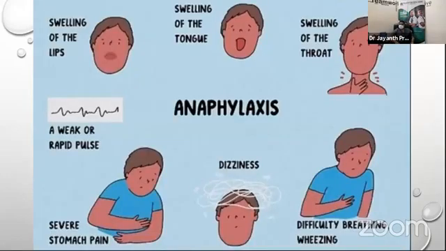Okay, this is how it looks. There is swelling of the lips, swelling of the tongue, swelling of the throat, and a weak rapid pulse. You will feel dizzy, sometimes have difficulty in breathing, and there's a wheezing sound like a whistle when you're breathing out air. Then severe stomach pain. These are all symptoms of anaphylaxis.